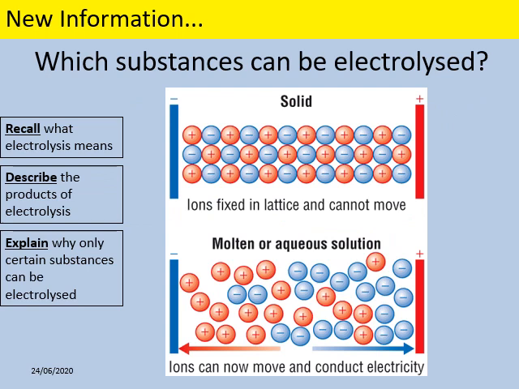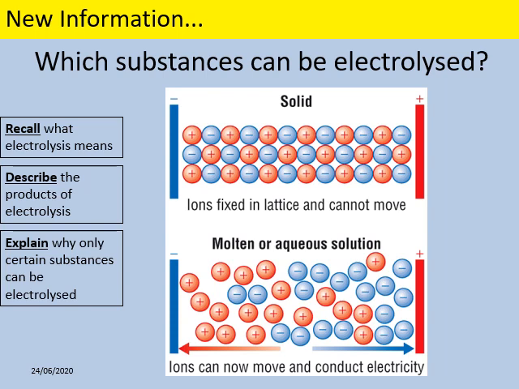Only certain substances can be electrolyzed. The substance is ionic because we need the positive and the negative ions to be able to be attracted to the positive and negative electrodes. That ionic substance has to be either molten, melted, or aqueous, which means dissolved in water. If it's solid, if you look at this top diagram here, all of the ions that are part of that ionic substance have really strong bonds between them. They're fixed in that ionic lattice.